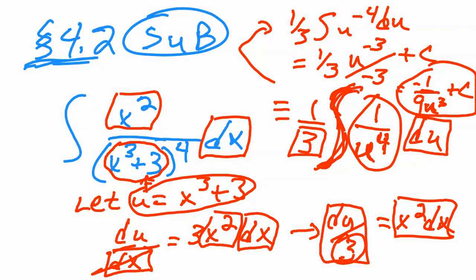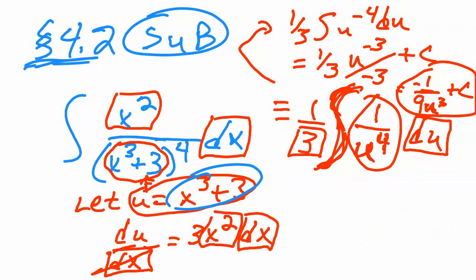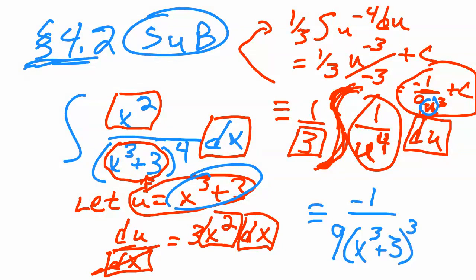And then, of course, what I want to do is sub back in what this u is. So I'm going to put that x cubed in there. So for my final answer, if I back substitute for that u, it's going to be -1 over 9 times x cubed plus 3 to the third power, and then plus c. So this is the antiderivative of that.